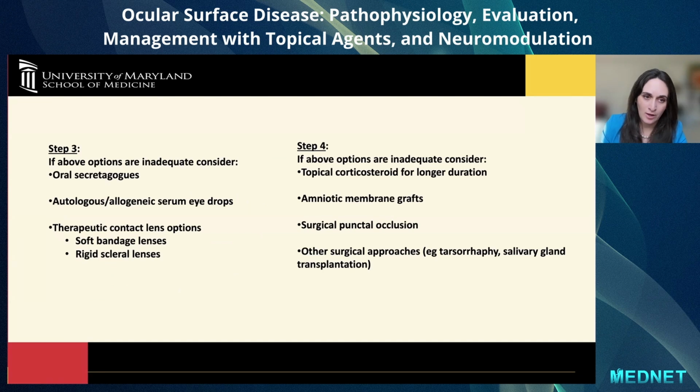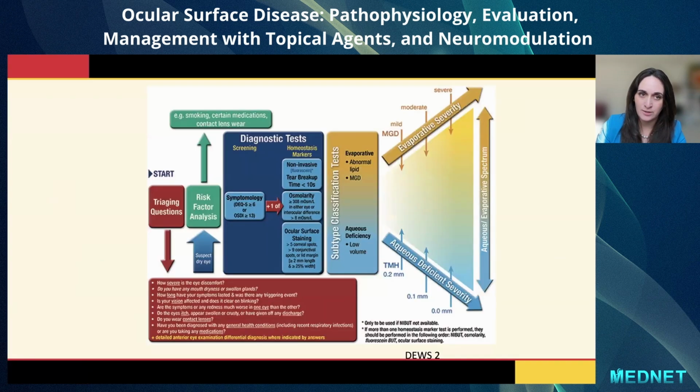If those aren't helpful, you can also then step up to serum eye drops or a therapeutic contact lens. And then you can think about topical steroids for a longer duration, punctal occlusion, amniotic membrane, or other surgical approaches like a tarsorrhaphy, which can be very helpful depending on the patient presentation. This is the DEWS 2.